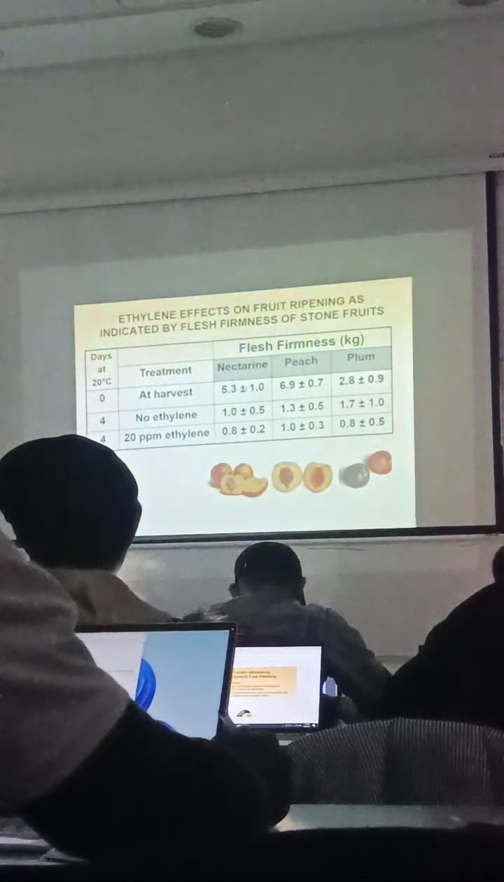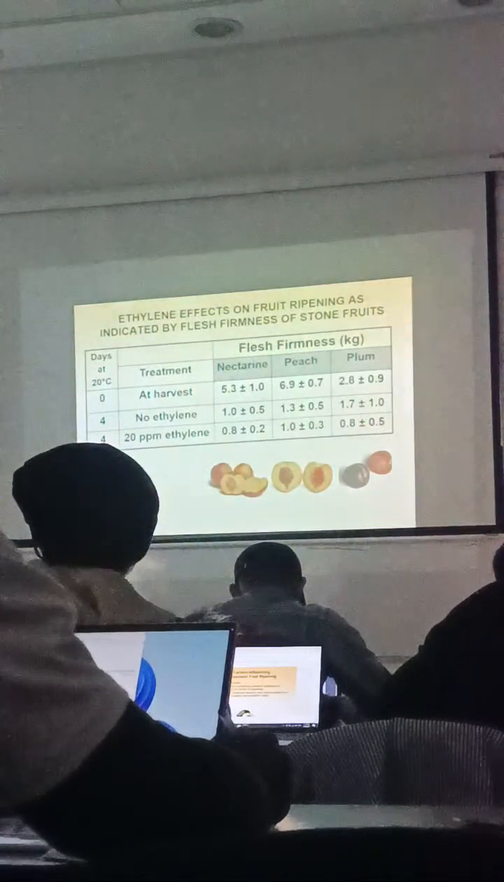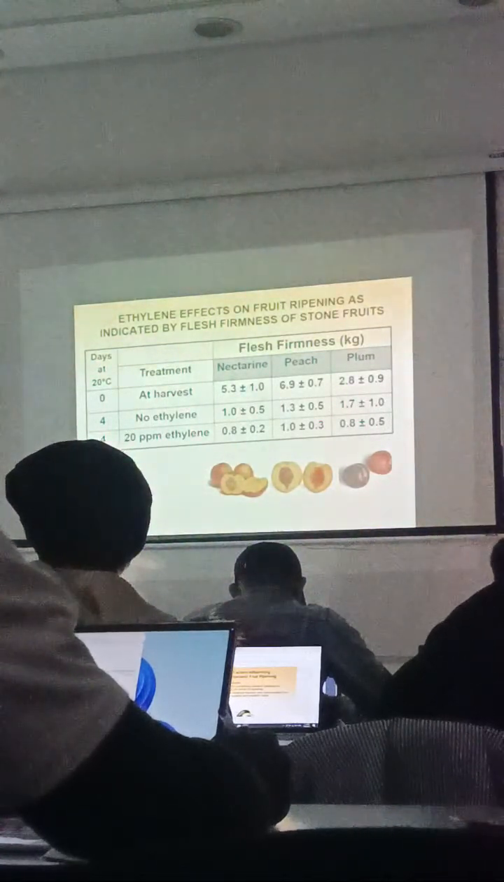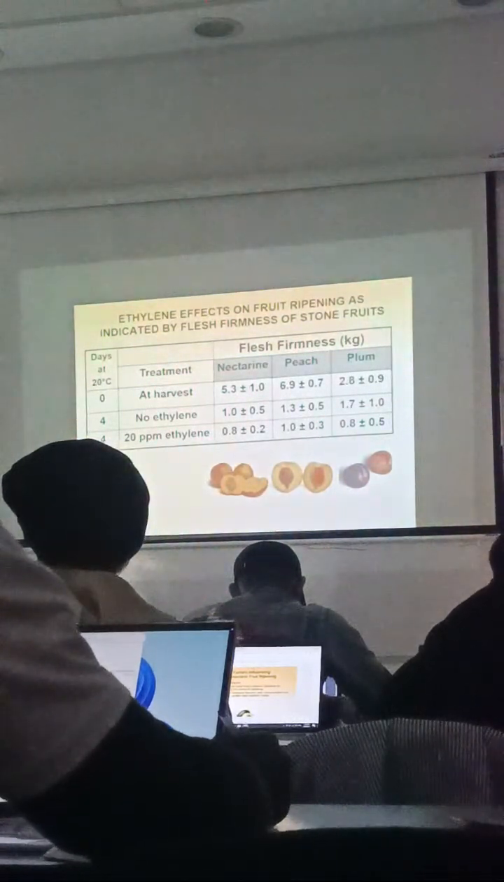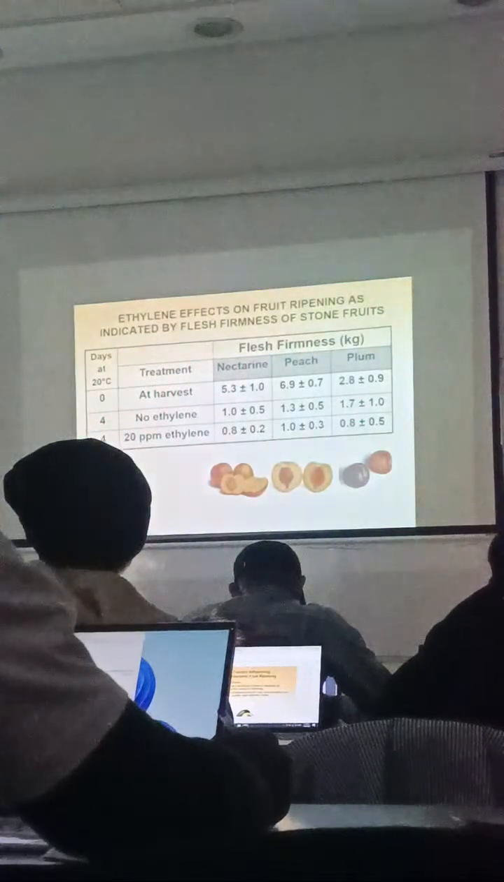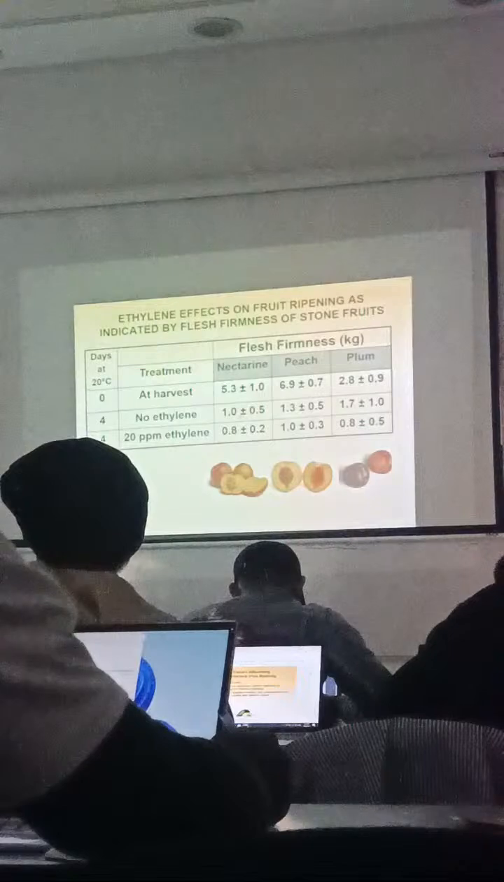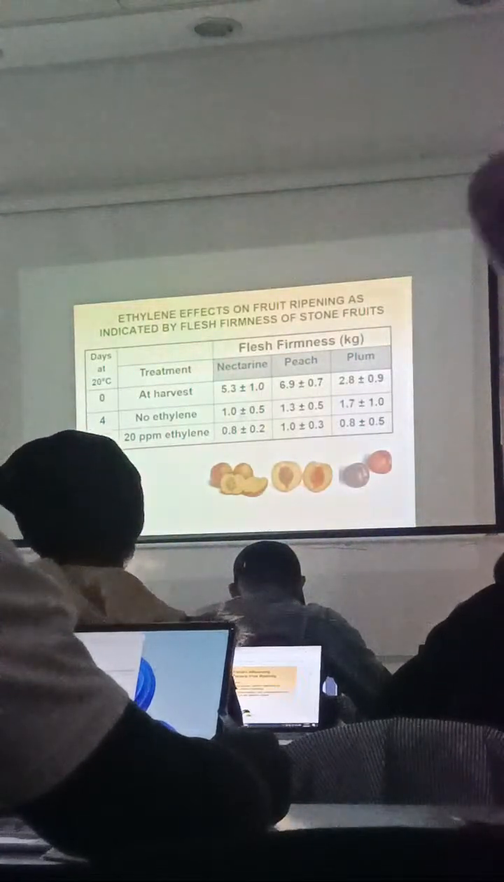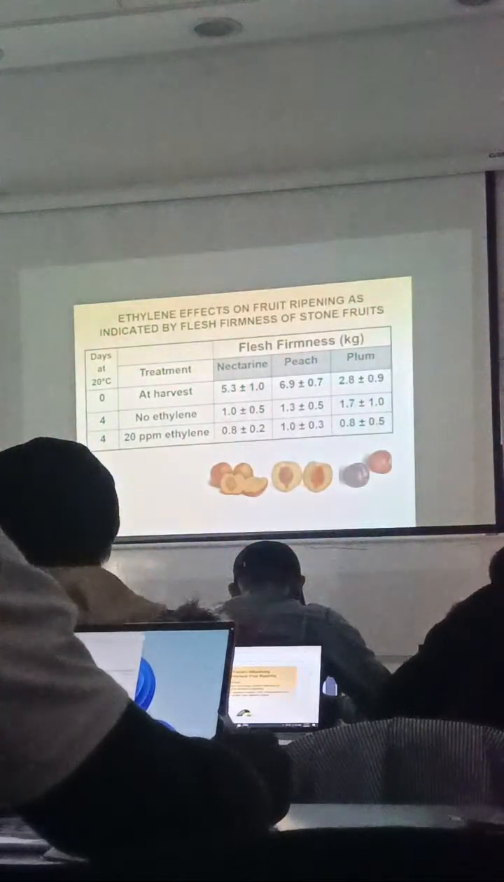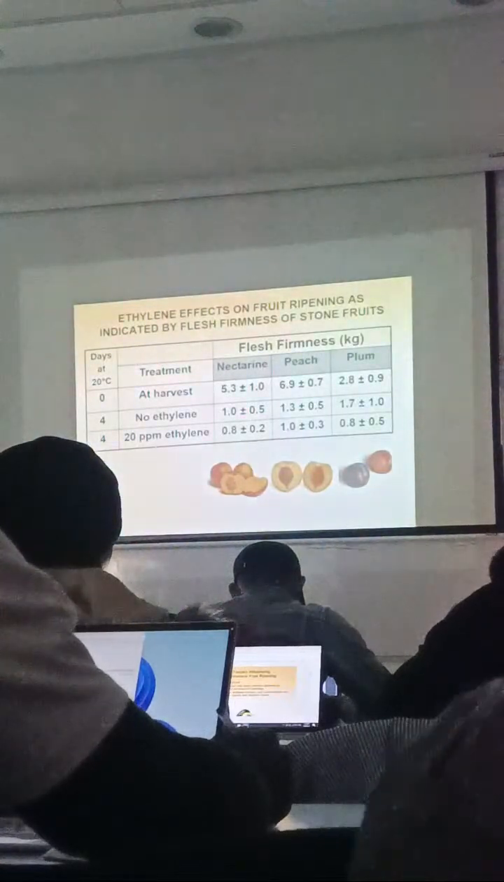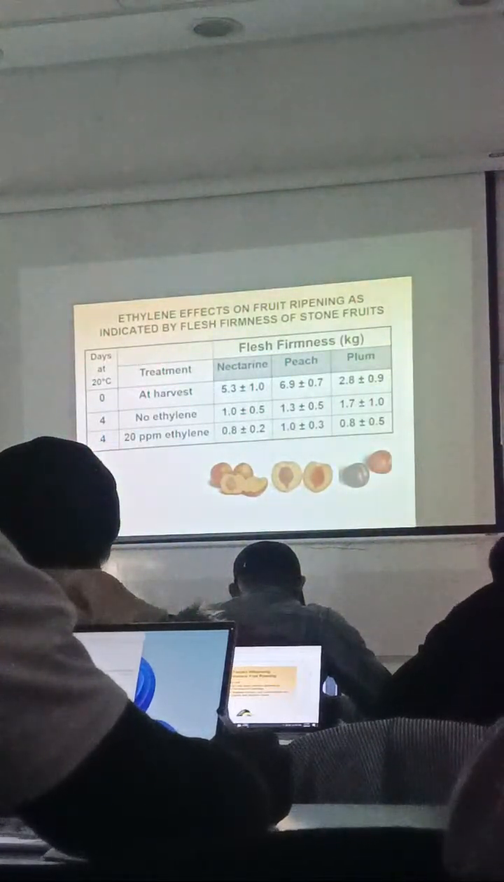At the beginning, this nectarine, peach, and plum are more firm. This is in kilogram. How much kilogram power you need to put in penetrating the fruit? So you see at the beginning, the nectarine is 5.3 kilogram, but then without ethylene, it will make alone 1. The firmness here you see different amount, 20 ppm ethylene is 0.8.